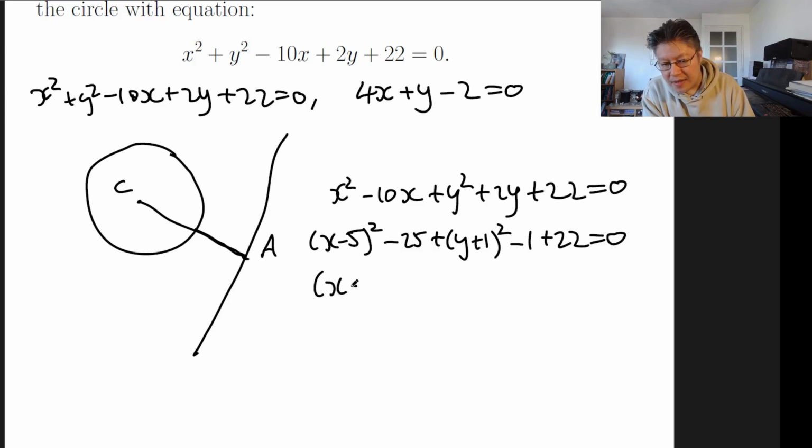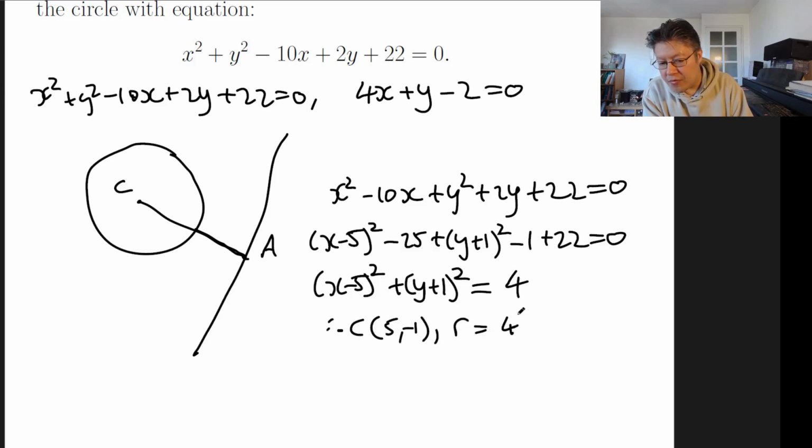And then we get x minus 5 all squared plus y plus 1 all squared equals, and if we bring the 25, the 1 and the 22 over, we end up with 26 minus 22, which is positive 4. So therefore we've got the center, which will be (5, -1), and the radius will be square root 4, which is a 2. So we can put that in. So we've got the center of (5, -1), and we have a radius of 2.